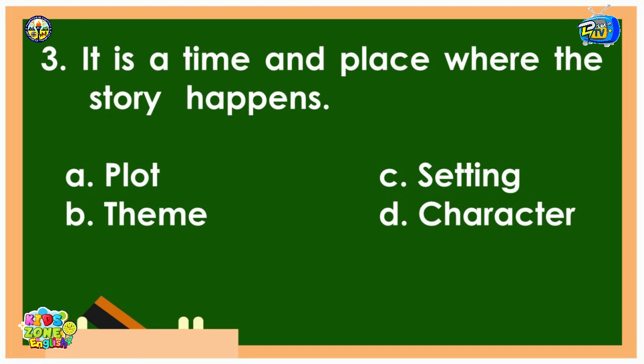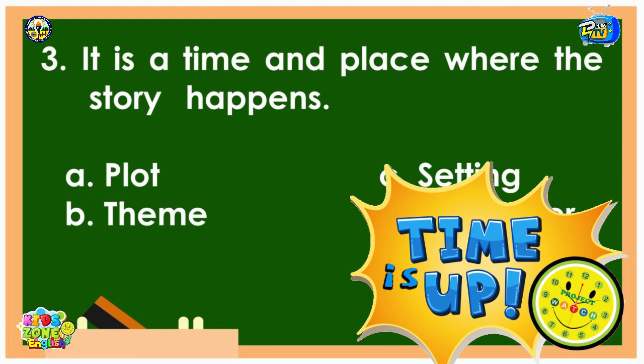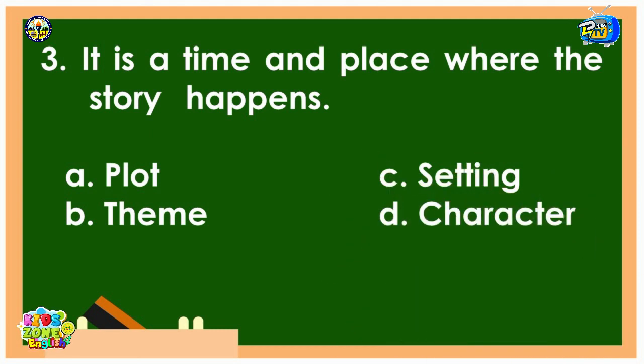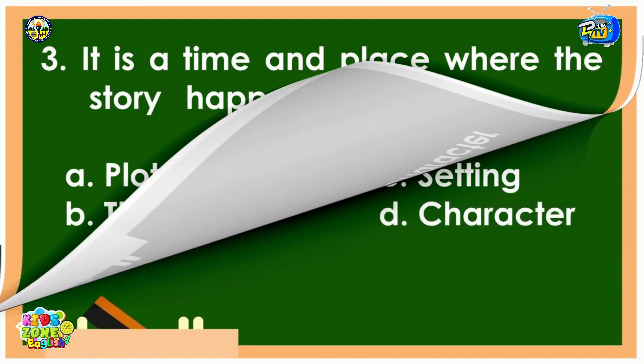Excellent! Number 3. It is a time and place where the story happens. A. Plot. B. Theme. C. Setting. D. Character. Your timer starts now. Time is up! What is your answer, kids? The correct answer is C. Setting. Good job!